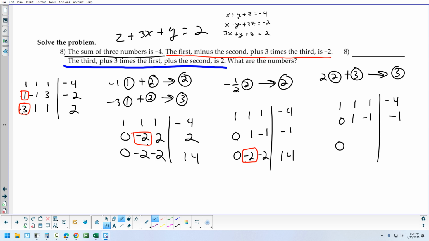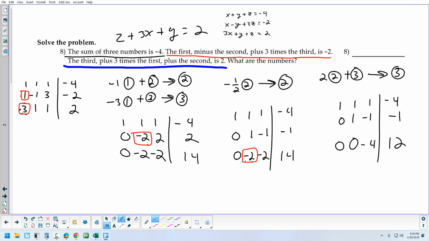If we double 1, we get 2. 2 plus negative 2, 0. And negative 1 times 2, negative 2, plus another negative 2, negative 4. Okay. And negative 1 times 2? Negative 2. Negative 2 plus 14, 12. Okay, so we are done with our matrix.